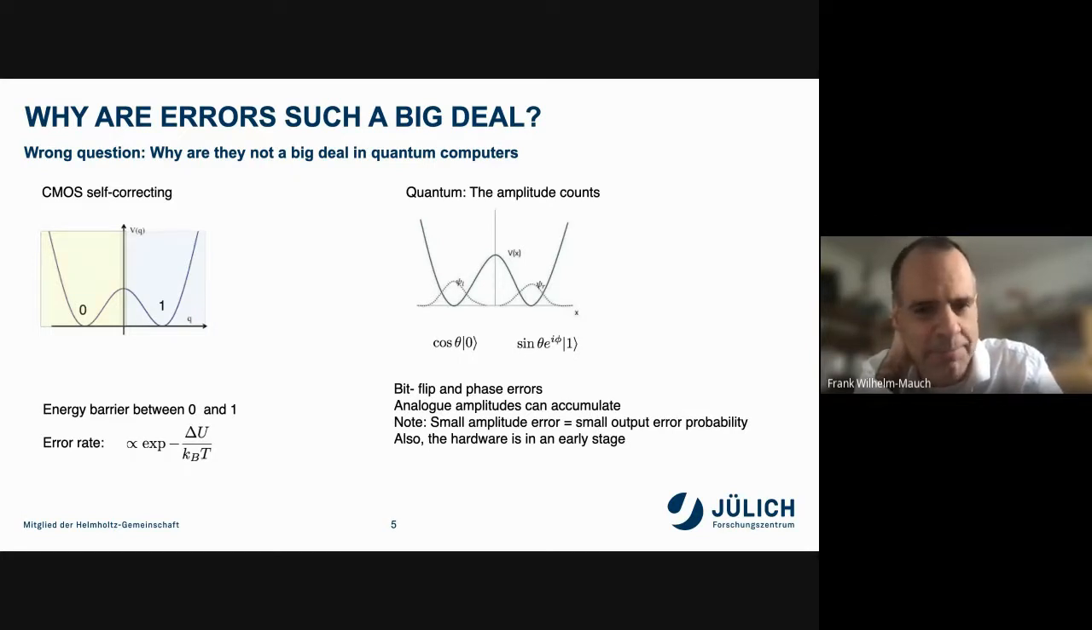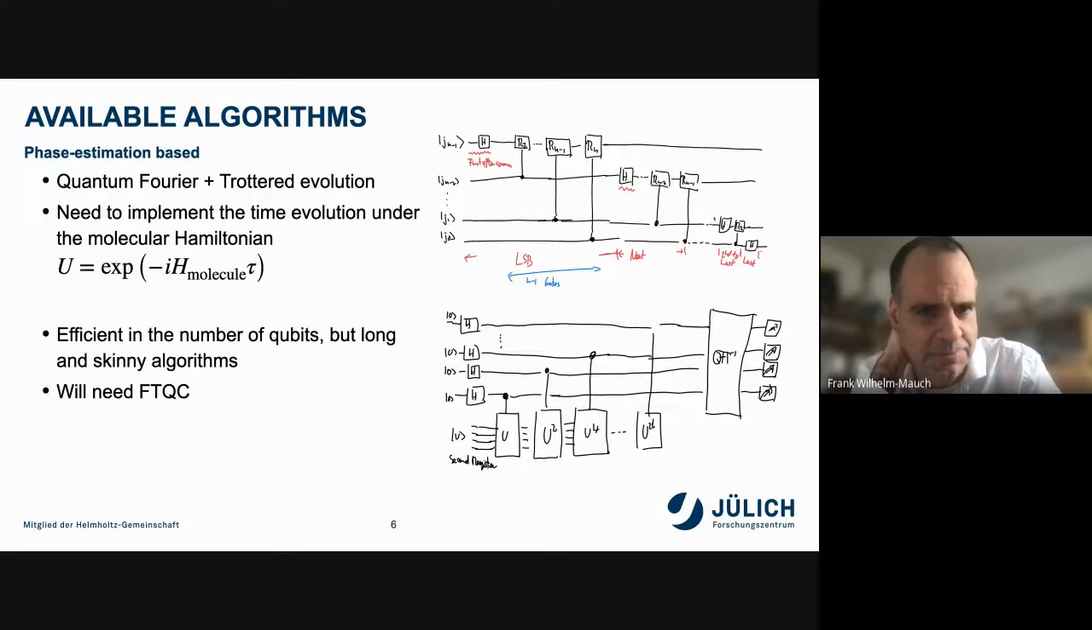So they build up. Now, a small error of this amplitude, of course, always translates into a small probability of output error. But if you make many of them, still your output error probability of your algorithm will be too high. And on top of this, hardware is at an early stage. But I think it's a safe assumption that even if hardware becomes a lot better, this analog property of quantum information during the algorithm will stay with us until we do full error correction.